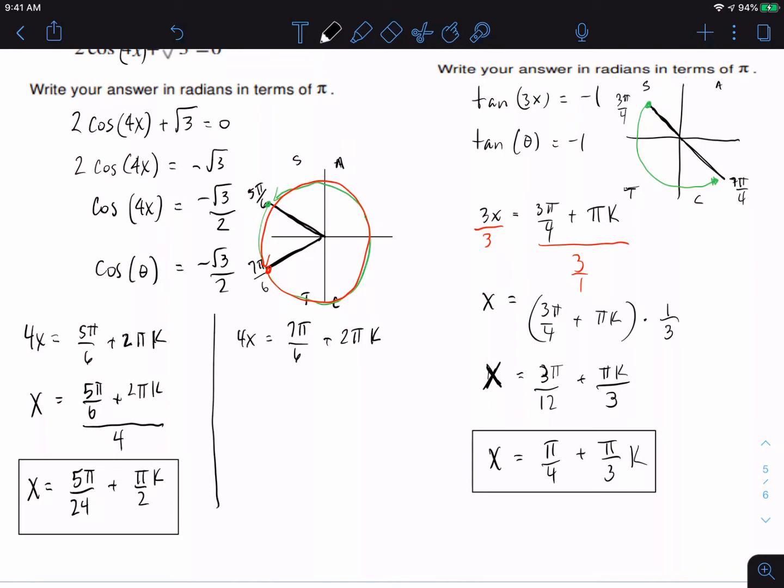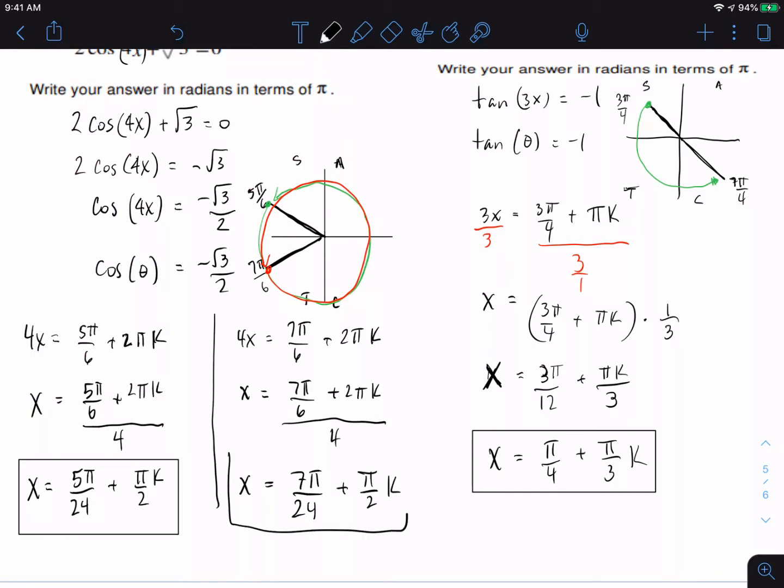Okay. Now, on the other side then, I'm going to do the same thing. So x is going to be 7 pi over 6 plus 2 pi k all over 4. So x is going to be 7 pi over 24 plus pi over 2 k. And this is my other solution. We okay?